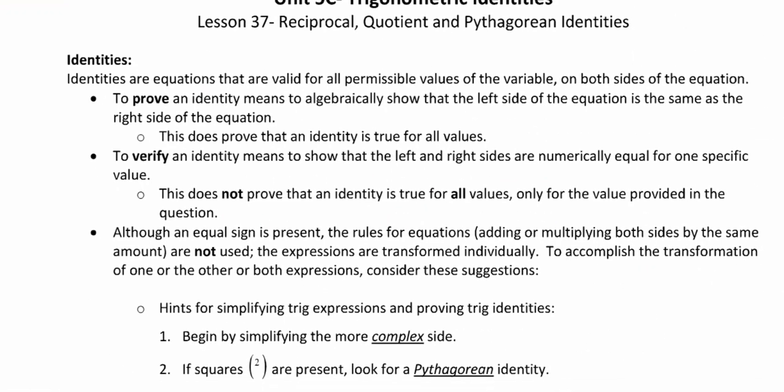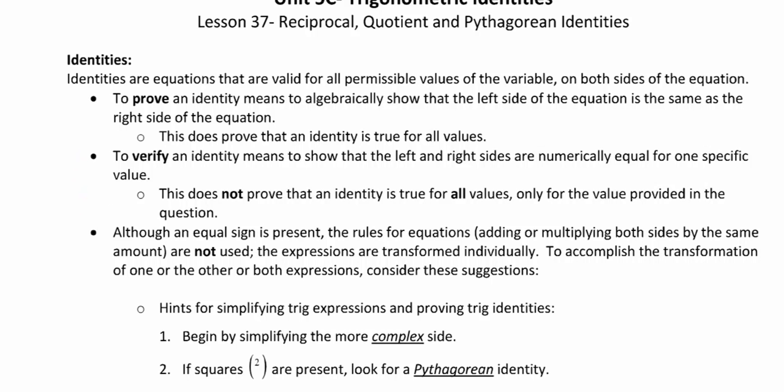First off, some of the skills that we're going to learn: we're going to be proving identities. What that means is we're going to be proving that one side of the equation is equal to the other side, which would mean that it is true for all values. So to prove something means that it's always going to be true, no matter what.